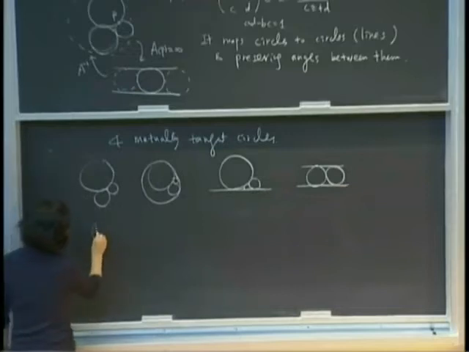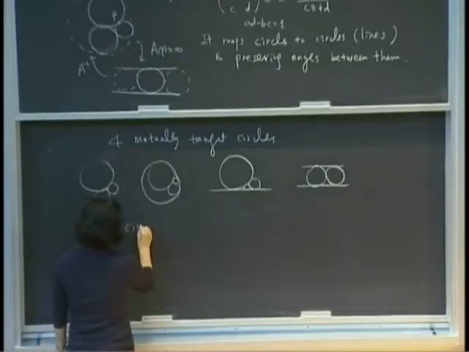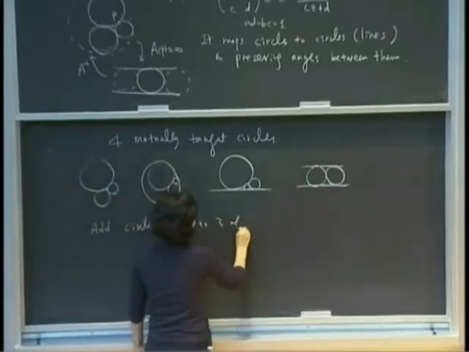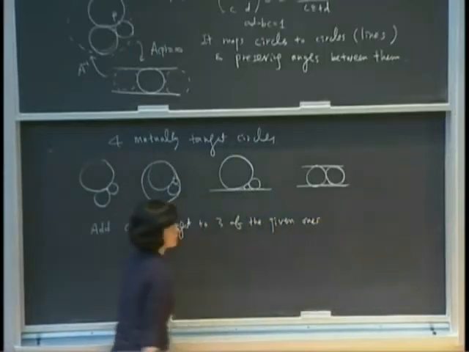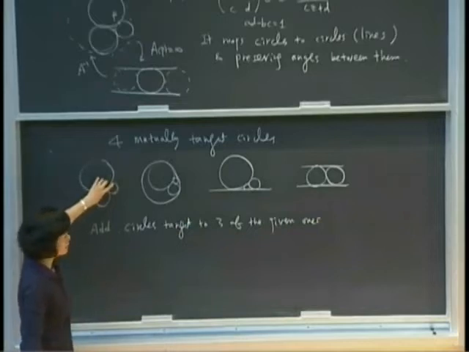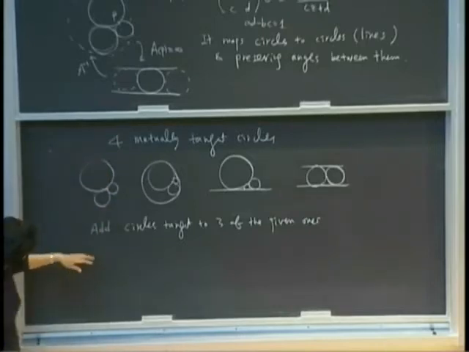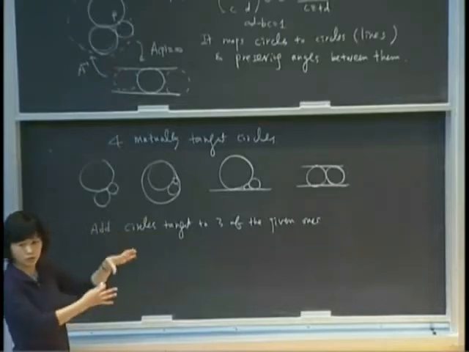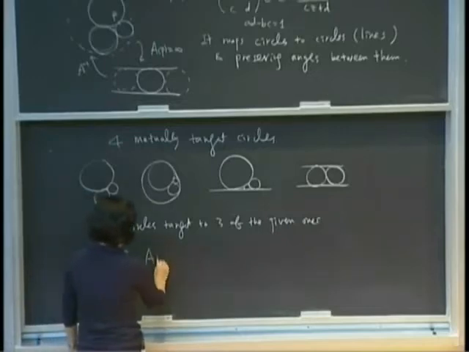By the Apollonius theorem, you can add circles tangent to 3 of the given ones. So we have 3 mutually tangent circles and here is one circle; by the Apollonian theorem, there has to be another circle tangent to 3 of them. Then we keep repeating the same step of adding circles tangent to 3 of the previous circles, and we obtain an infinite circle packing called an Apollonian circle packing.